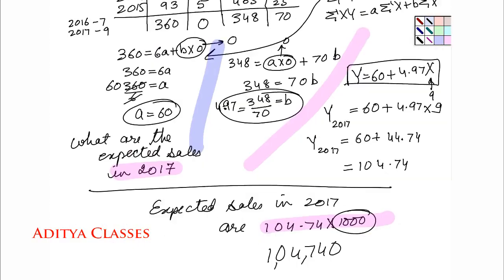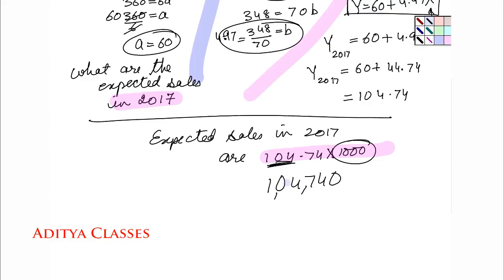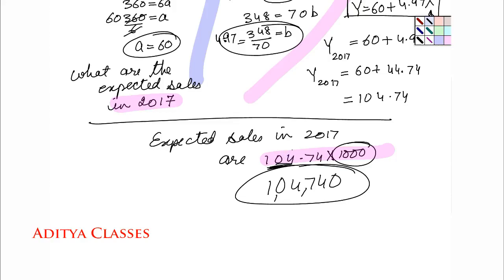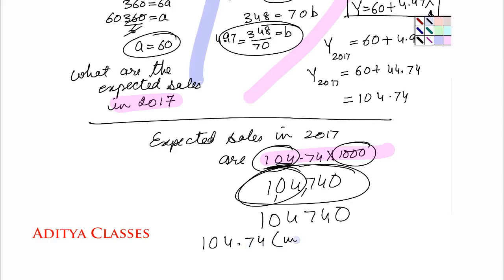You can expect to sell these many units in 2017. Instead of 93, I'll be able to sell 104. And to be precise, if you talk in terms of thousands, it will be 1,04,740 because these values were in thousands. Okay, so this will be my answer, 104,740. Or if you find it difficult to express this way, you can write 104.74 in thousands. Anyways, you can represent it the way you are comfortable.